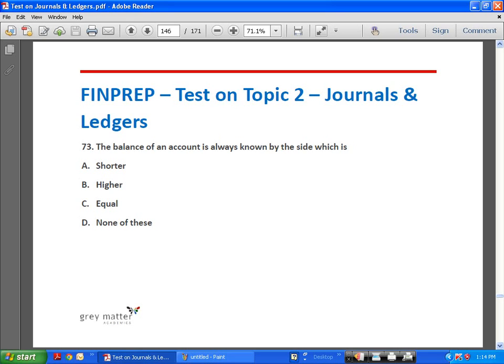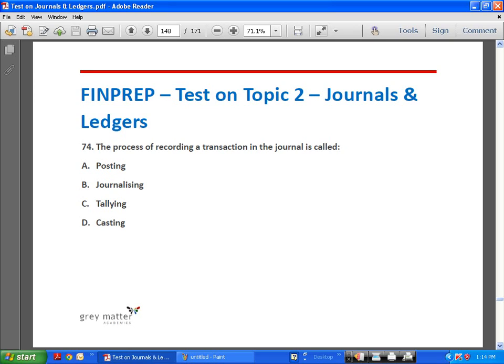The debit side, in case of a debtor's account, would be higher than the credit side in normal cases, right? And so it has a debit balance. In a creditor's account, the credit side will be higher than the debit side, and so the balance of the creditor's account is called the credit balance.